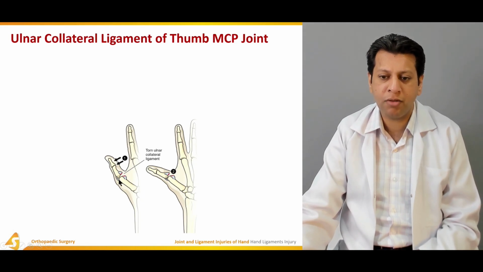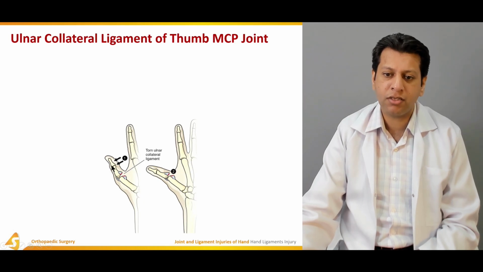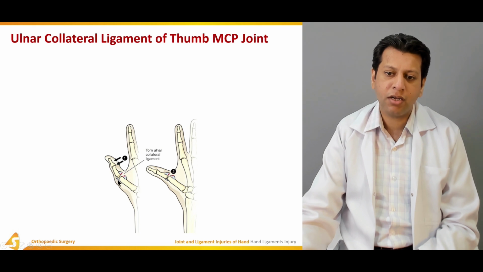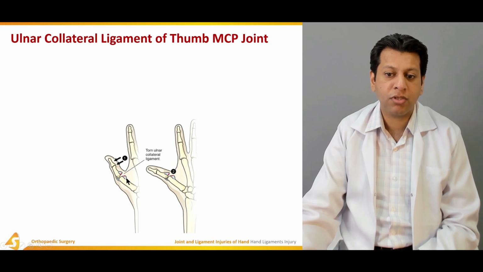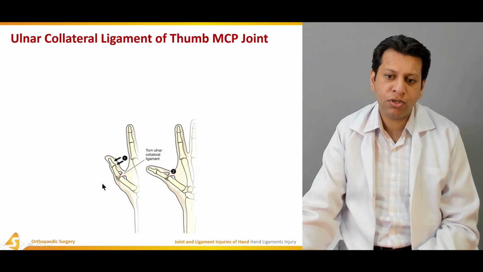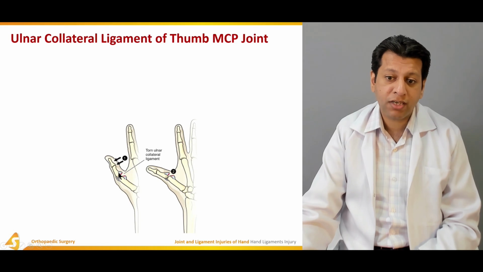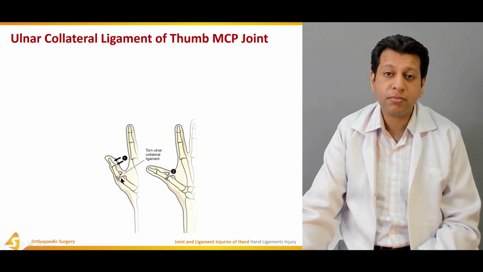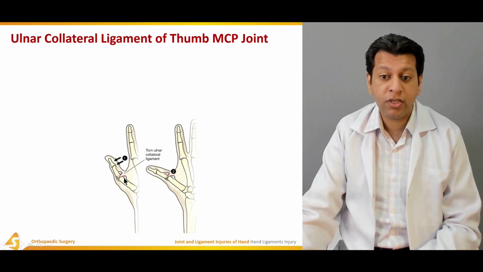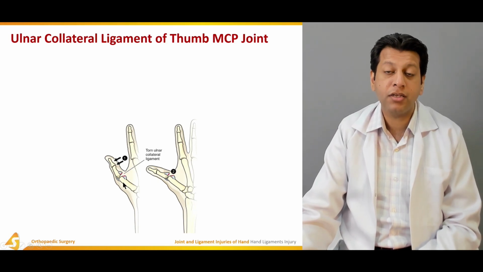If you see, this is the thumb, this is the metacarpal, this is the proximal phalanx and the distal phalanx. This is the radial collateral ligament attached on the radial side, and this is the ulnar collateral ligament attached on the ulnar side between the metacarpal and the proximal phalanx. If a force is applied in such a way that the thumb goes into abduction and hyperextension, there's a lot of hyperextension in the thumb. This would produce excessive stress over the ulnar collateral side and lead to rupture of the ulnar collateral ligament, resulting in an injury called gamekeeper's thumb.